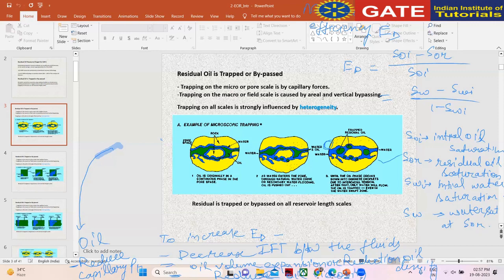So if the data is given and you have to calculate the displacement efficiency, you can directly use this formula: SOI minus SOR upon SOI. Here SOI is equal to 1 minus SWI, and SOR is equal to 1 minus SW. Got it?